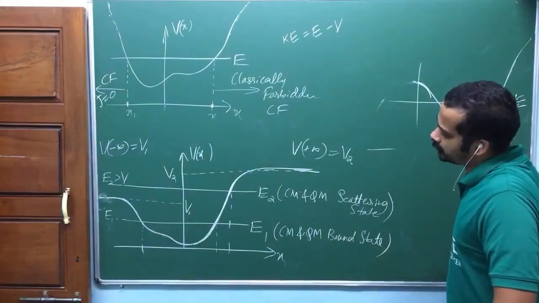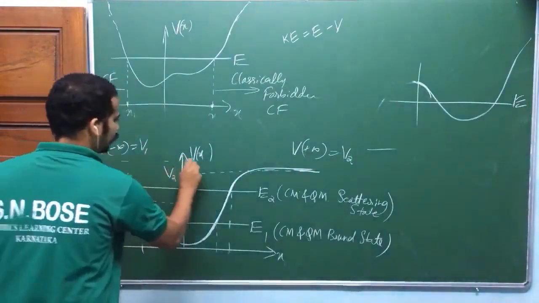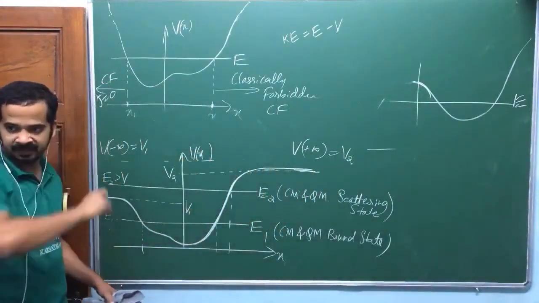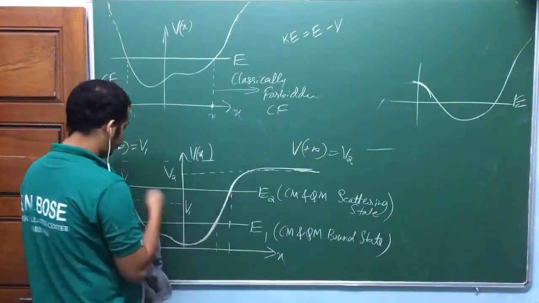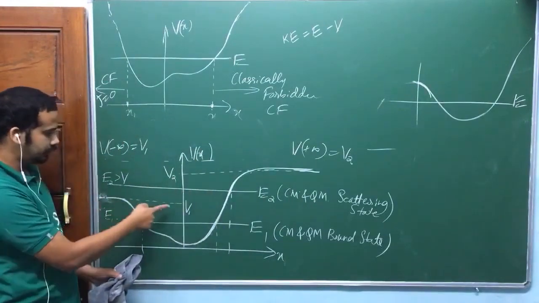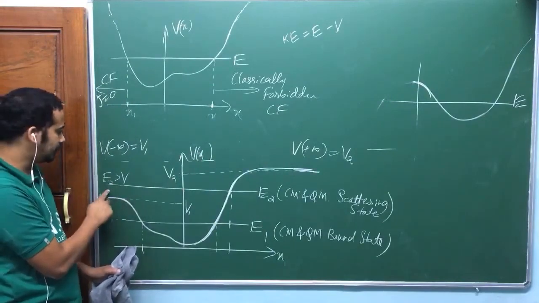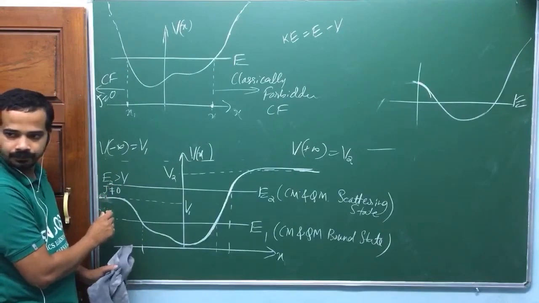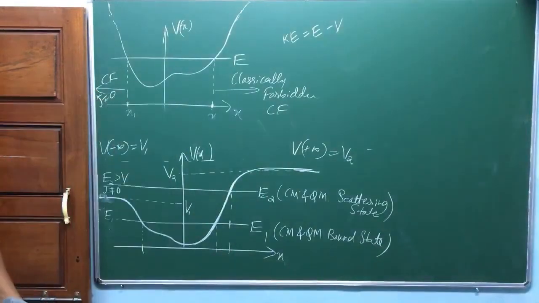If energy is greater than V2, it will escape in this region as well as in this region. That's it. It is less than V2. Again, look at this region. This energy E2 is greater than V1, so in this region you will have non-zero J. The particle can escape here.